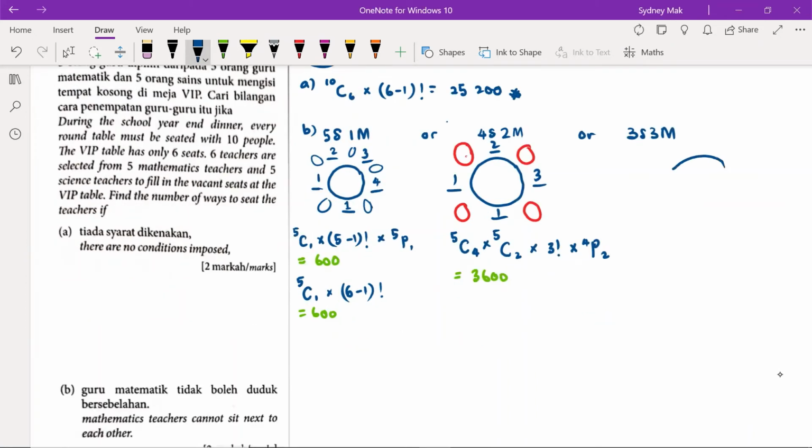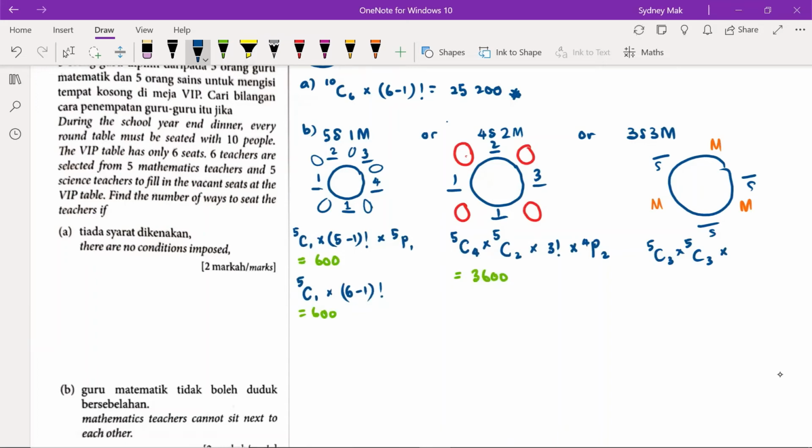So the last one. We have 1, 2, 3 science teachers. In between them will be the maths teachers, so over here, maths, maths, maths. So they will never sit together. For this kind of arrangement, first we have to choose 3 science teachers out of 5 science teachers, followed by choosing 3 maths teachers out of 5 maths teachers, and then we put in the science teachers first.